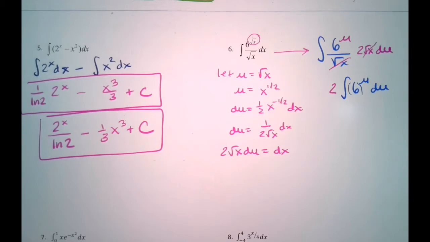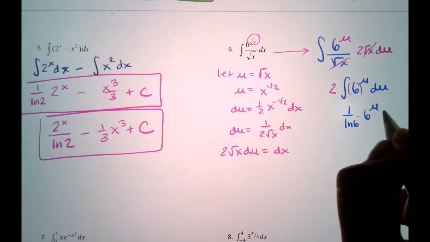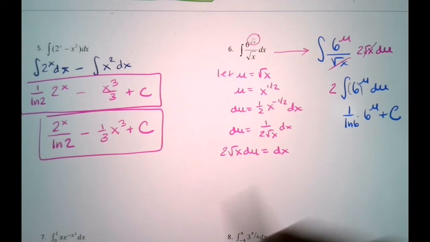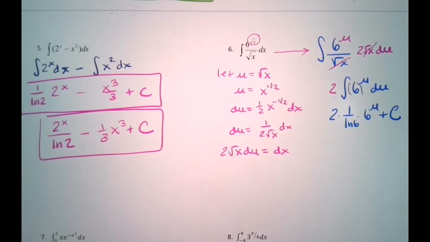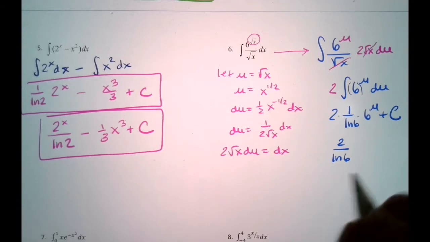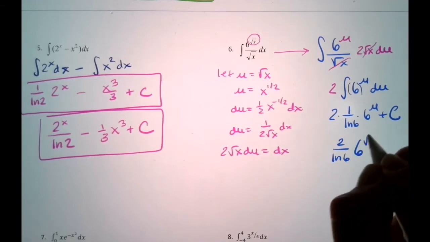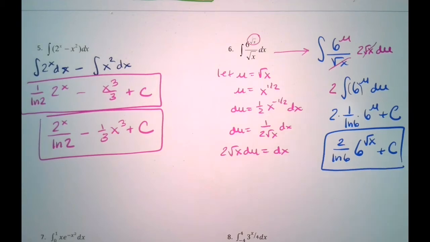What I will do now is come up with my antiderivative, which is 1 over the natural log of 6, 6 to the u plus c. I'm just going to carry the 2 down because it's just a coefficient. So I'm going to round this out by collapsing those 2 coefficients together, and then of course switching back to the x variable because that was the variable you were presented with in this problem. Okay.